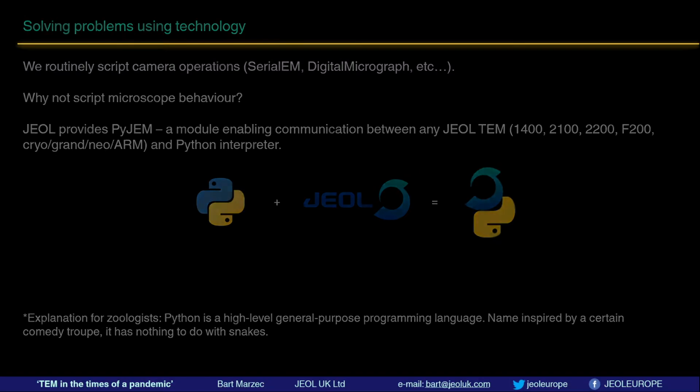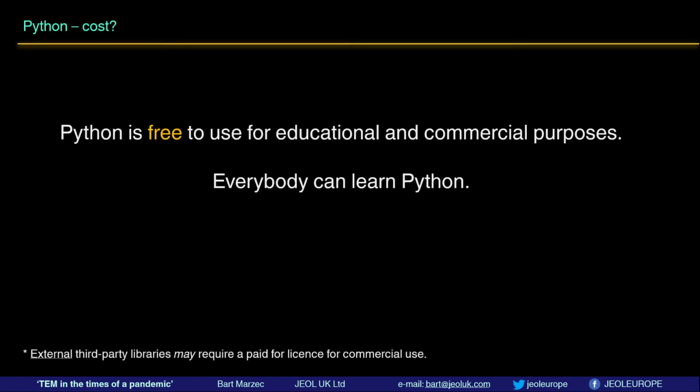The answers that we came up with are equally applicable to high-end microscopes, including the cryo-ARM and GRAND ARM, and smaller machines such as the JEM-1400, 2100, and 2200.